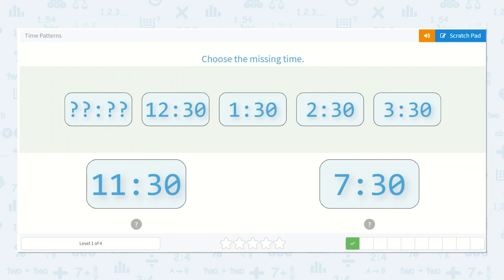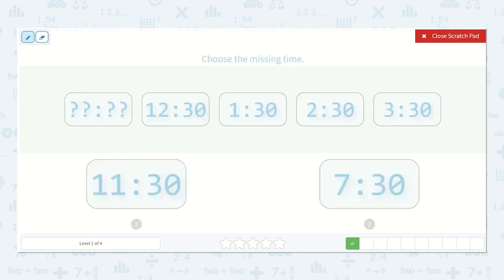Choose the missing time. Here we have 12:30, 1:30, 2:30, 3:30. So I can tell it's going up by an hour each time. Well, if we think about the clock, we know that it goes 12, 1, 2, 3. If we went all the way around the clock, 4, 5, 6, 7, 8, 9, 10, 11, 12, then it would start over 1, 2, 3. So we're trying to think what would be right before the hour of 12. Yeah, the number that comes before 12, right? 11. So 11:30, not 7:30.